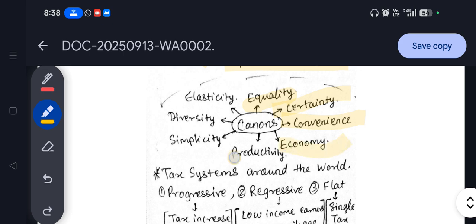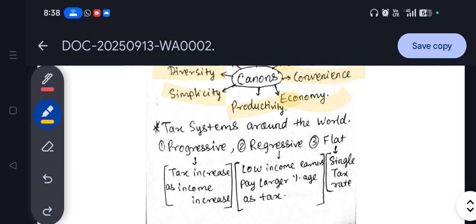Canon of economy, canon of productivity, right? Economy and productivity should be kept in mind. Canon of simplicity, canon of diversity, and canon of elasticity. These are the different principles under the modern tax system.